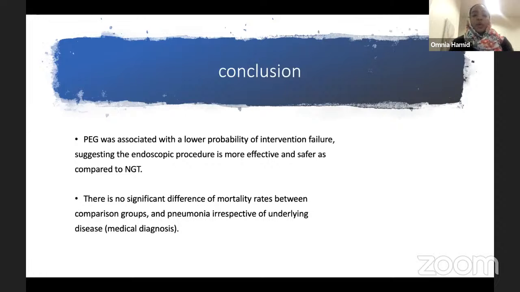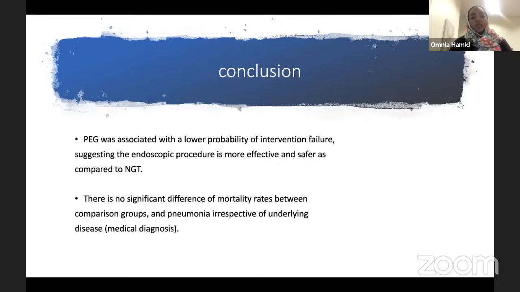The conclusion, PEG tube was associated with a lower probability of intervention failure, suggesting that endoscopic procedure is more effective and safer as compared to NGT. But there was no significant difference for mortality rates between the comparison group and pneumonia, irrespective of the underlying disease. So this is the first study.